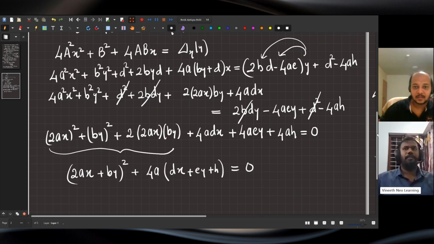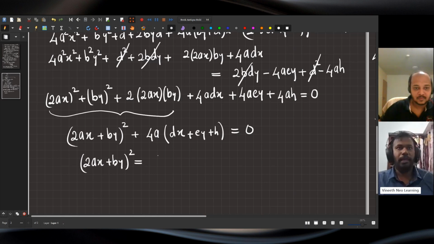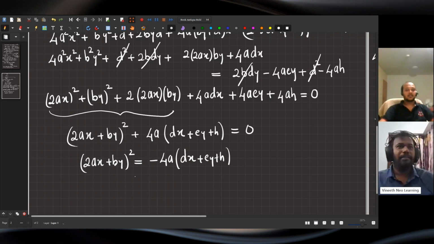If we just move this to the other side, what will be the equation? (2ax plus by) whole squared equals minus 4a times (dx plus ey plus h), which equals just h. Okay, this actually looks like y squared equals minus 4ax.